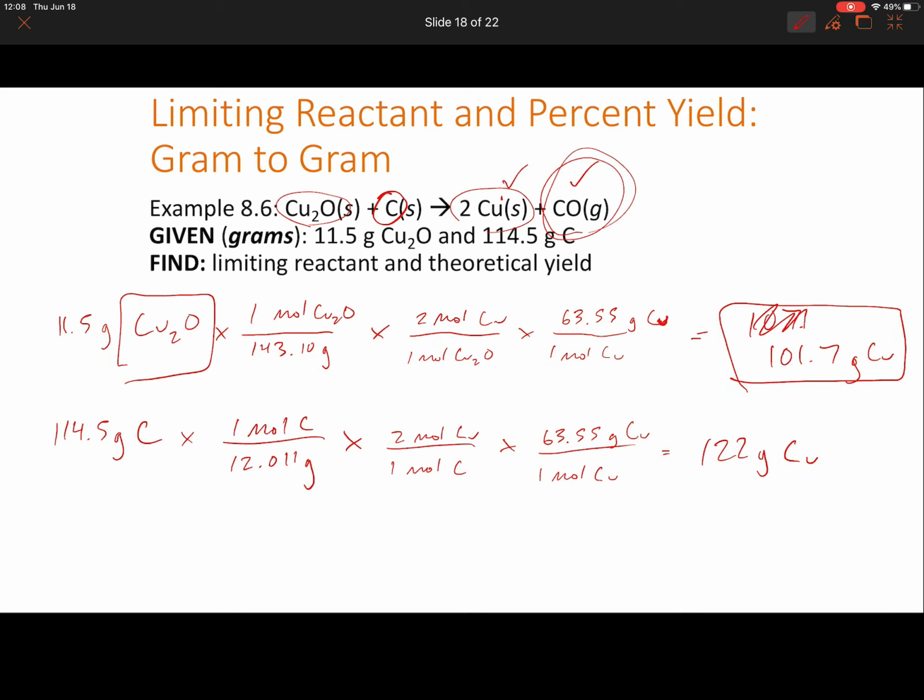Now, if we actually got 87.4 grams of copper, then what would the percent yield be? It would be 87.4 grams over the 101.7 grams times 100, which is 85.9%. Percent yield is just like a regular percent. Don't confuse that with percent error, which you guys are doing in lab, which is different. Okay, so that is another example of how we do these conversions.